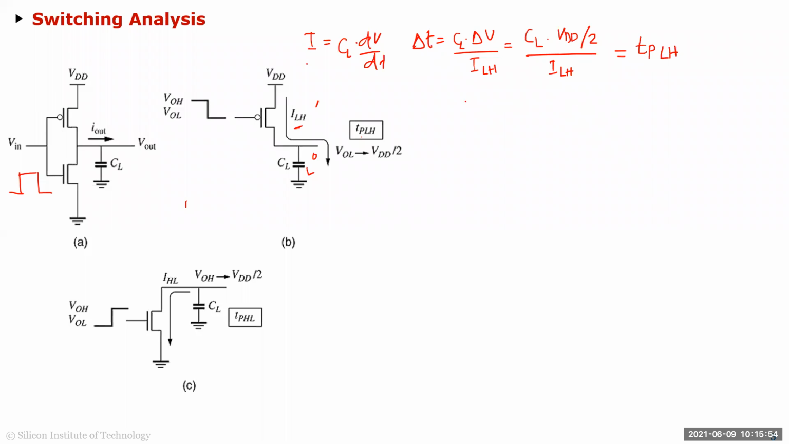So you can similarly write TPHL, high to low, is this one here, where you're going from VDD by 2 to ground. And that is again going to be, if you apply the same principle, VDD by 2 times CL over the current, which is going to be IHL, the Nmos current here, right? So this is the Pmos current, this is the Nmos current.